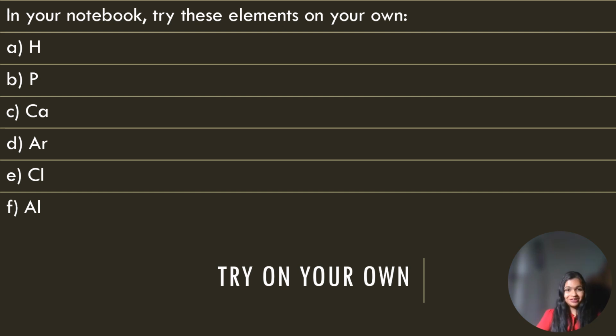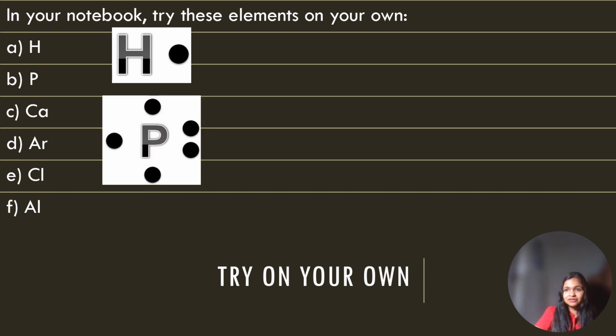Now it's your time to try these on your own. Try drawing electron dot diagrams for these elements in your notebook. Make sure you keep your writing utensils ready to try it on your own. After that, I will give you the answers so you can see if you did it right.